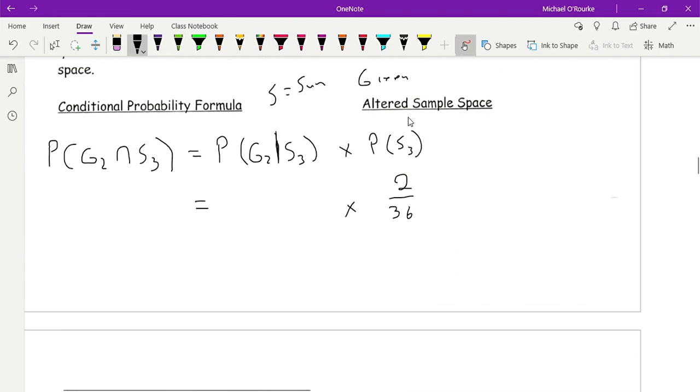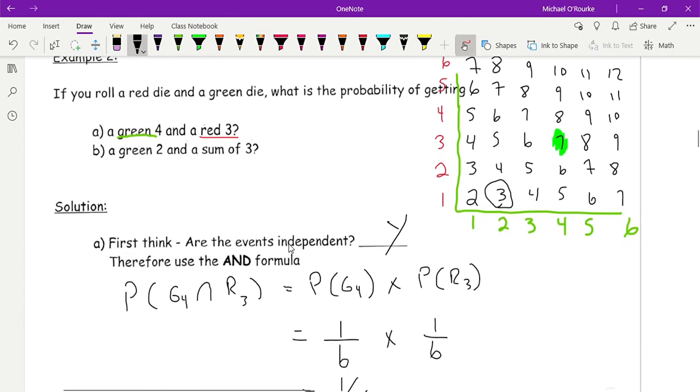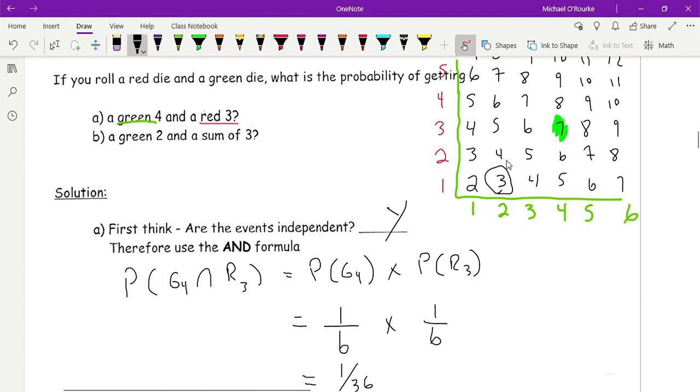Can you explain that one more time? A sum of 3 given we have a green 2. Of the sums of 3 that we have, what's the probability that one of those has a green 2? Well, there's one of those over 2 options. So you think of it as a sideways fraction. Yeah, I guess that's right. Let's check it out. I never thought about that. Let's see how it works out.